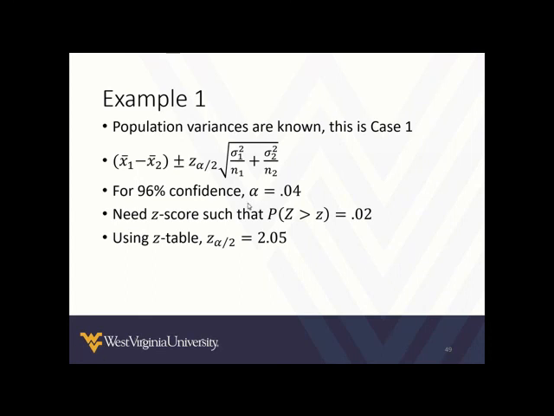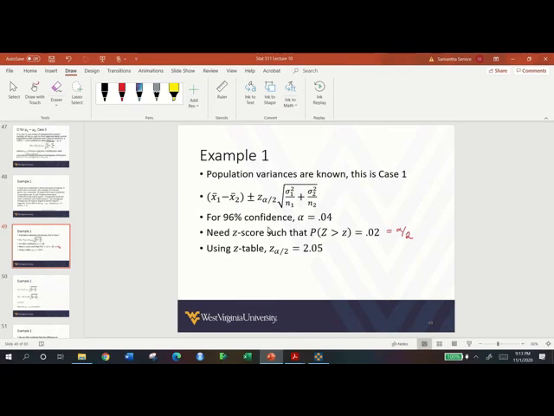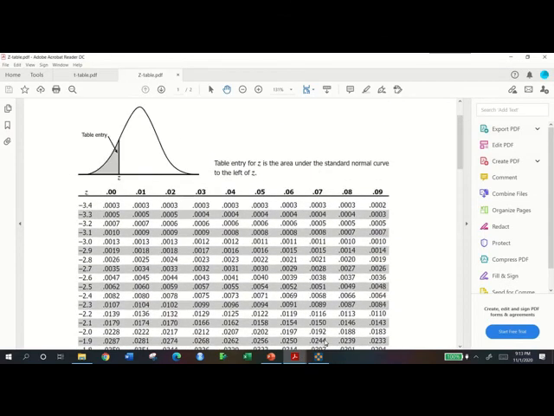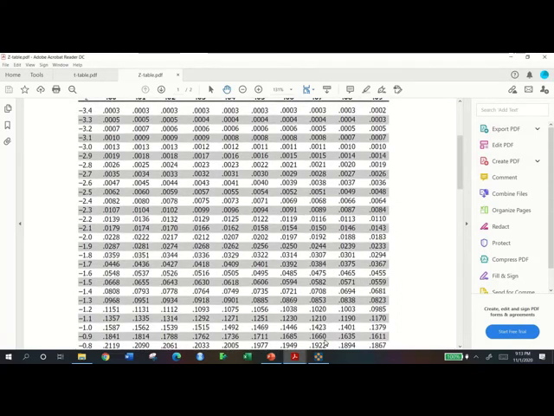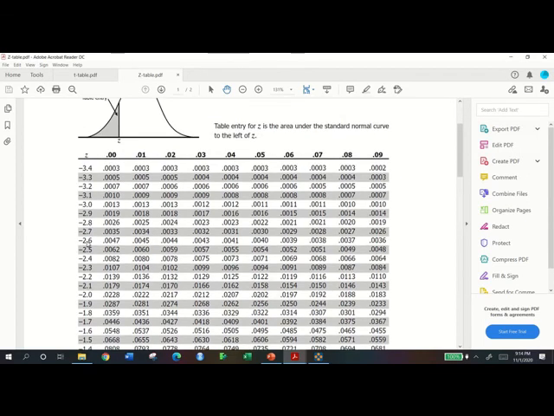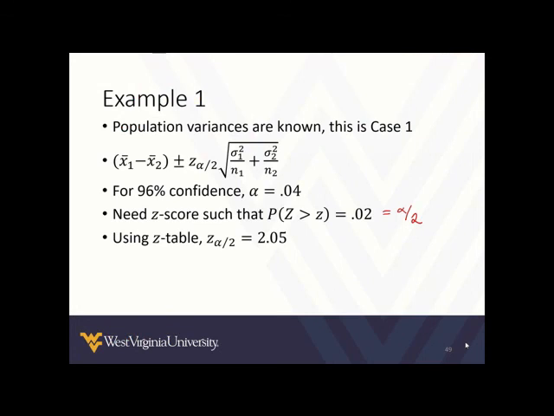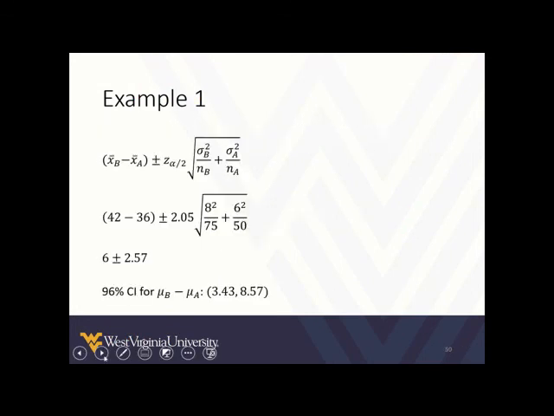So again, we've established that our alpha is 0.04, and that means our alpha over 2 is 0.02. And as you know, my preference is to look up the 0.02 and then just realize I can drop the negative. So I want to get as close as possible to 0.02. And that looks like it's going to be between 0.0202 and 0.0197. So that'd be 2.0 and between 0.05 and 0.06. So it is a little bit closer to 0.05. So that is what we've gone with. And so now it's just a matter of plugging and chugging.